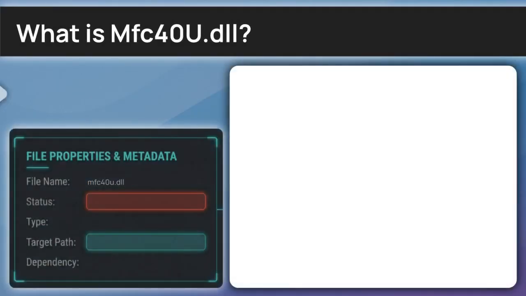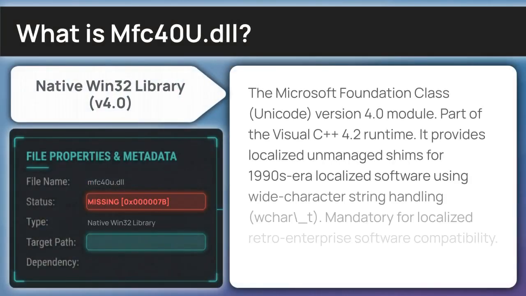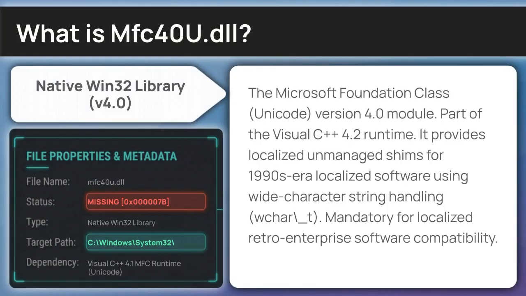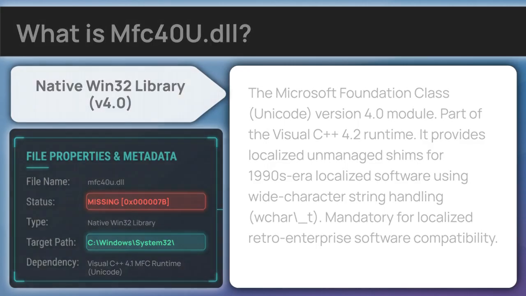This is the MFC40 Unicode, the Microsoft Foundation Class Unicode version 4.0 module, part of the Visual C++ 4.2 runtime. It provides localized unmanaged shims for 1990s era localized software using wide character string handling, wchar, mandatory for localized retro enterprise software compatibility. With the why out of the way, let's focus on getting you running again.